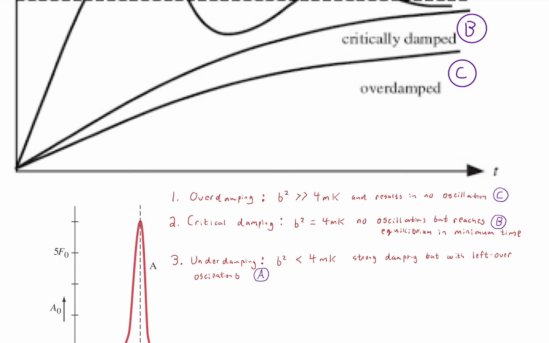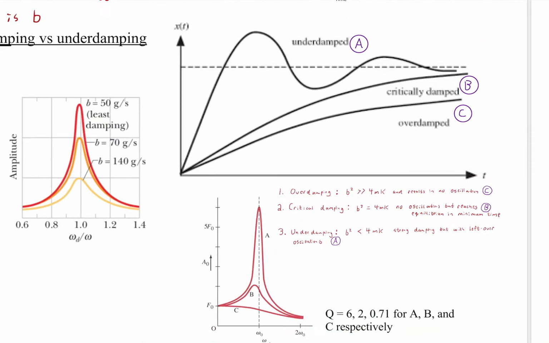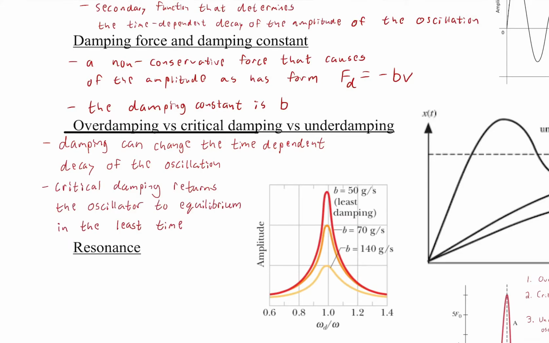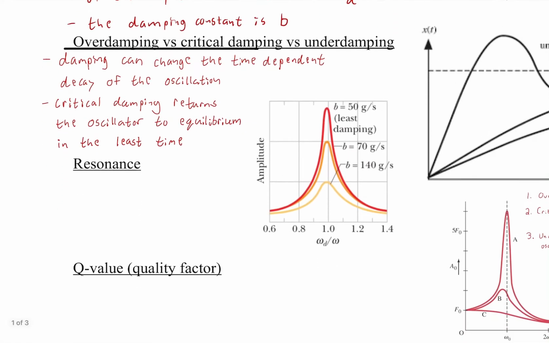On the other hand, underdamping is where the damping coefficient squared is less than 4mK, and this results in leftover oscillations. So you still have that decay envelope, but there's definitely going to be some true oscillations. And then I sum things up a bit over here. Damping can change the time-dependent decay of the oscillation, and critical damping returns the oscillator to equilibrium in the least time. And that's really the one we care about for engineering purposes.